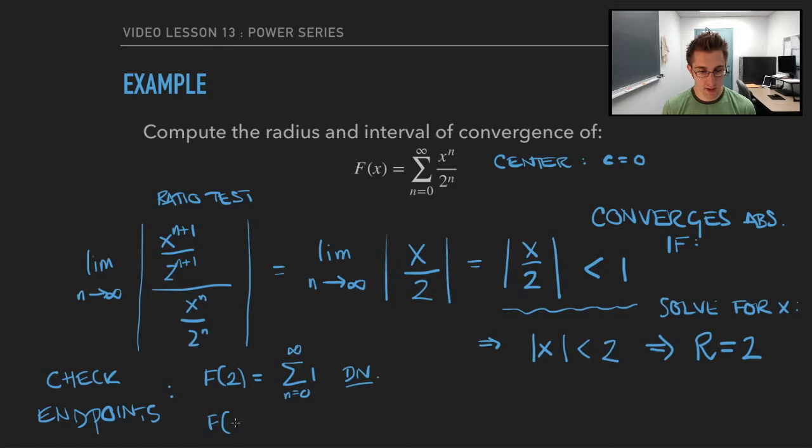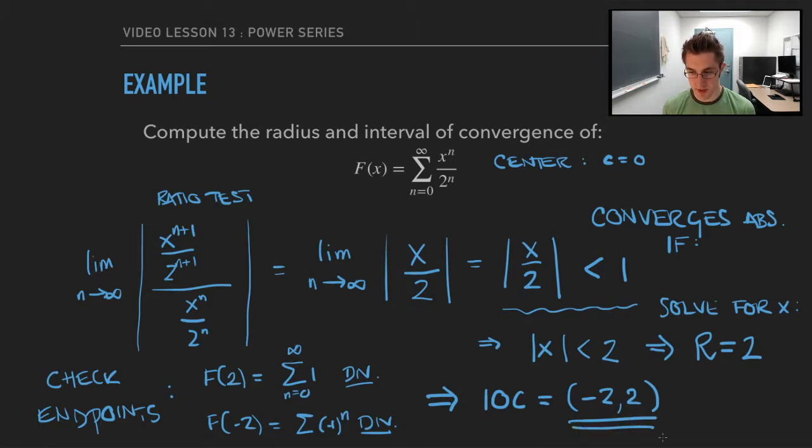And then if I plug in negative 2, on the top I'll have negative 2 to the n divided by 2 to the n. That's the sum of negative 1 to the n. And this also diverges by the divergence test. And so what I found is the series doesn't converge at either endpoint of this open interval from negative 2 to 2, and so the interval of convergence is just the open interval from negative 2 to 2. In other words, it doesn't contain any of the endpoints.